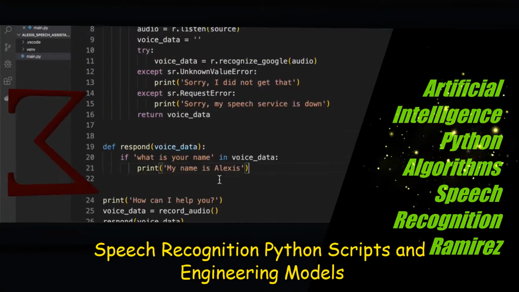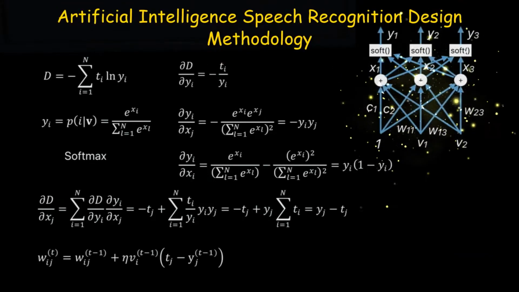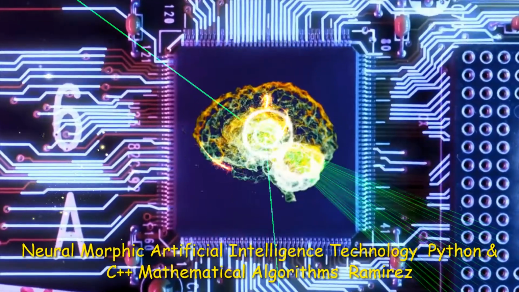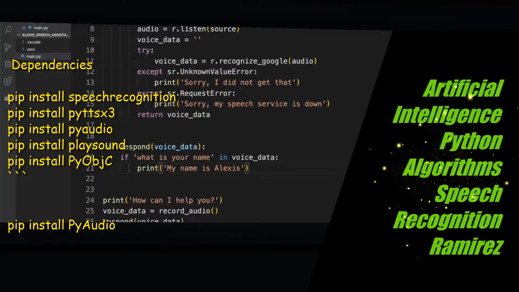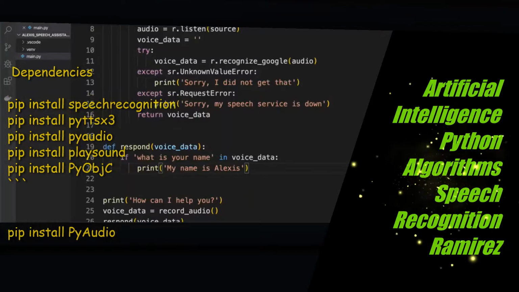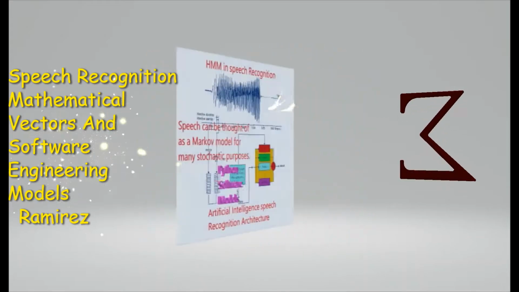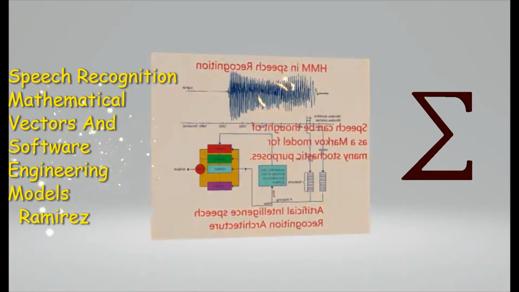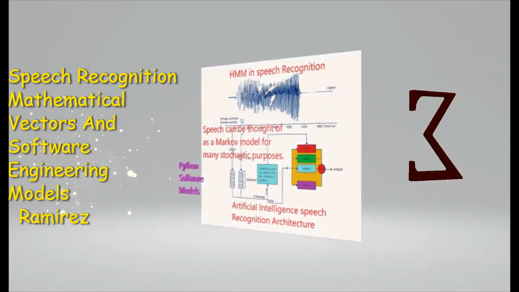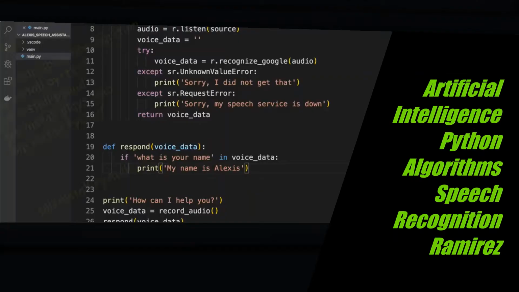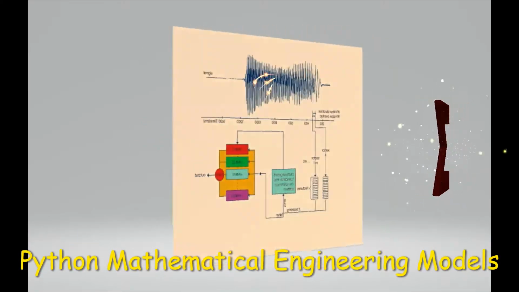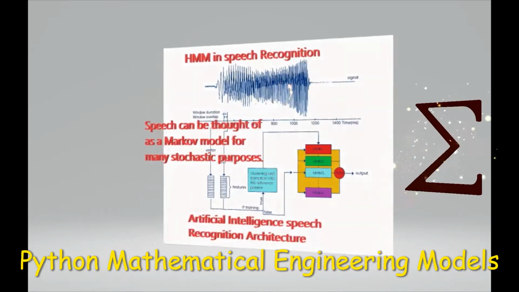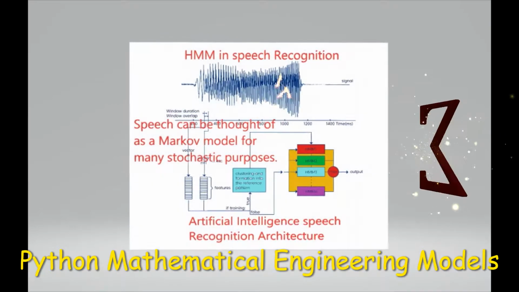HMMs can be trained automatically and are simple and computationally feasible to use. In speech recognition, the hidden Markov model can output a sequence of n-dimensional real-valued vectors, with n being a small integer such as 10, outputting one of these every 10 milliseconds. The vectors would consist of cepstral coefficients, which are obtained by taking a Fourier transform of a short time window of speech and decorrelating the spectrum using a cosine transform.